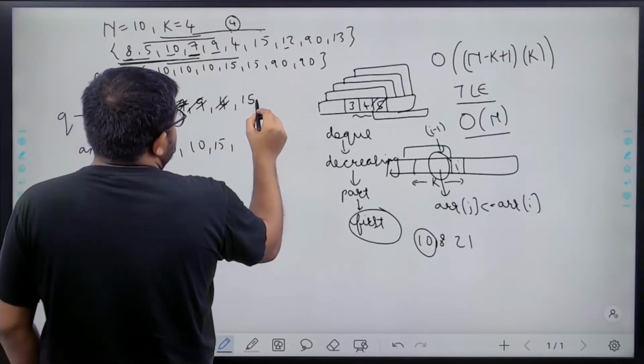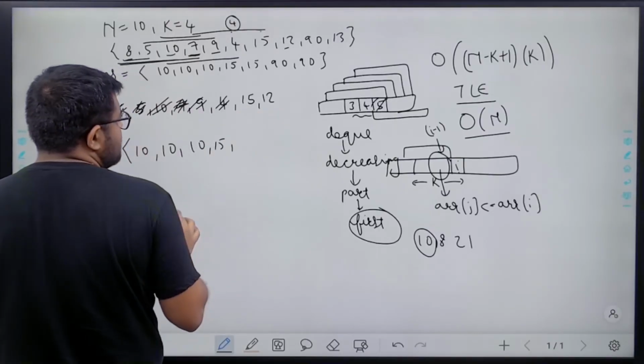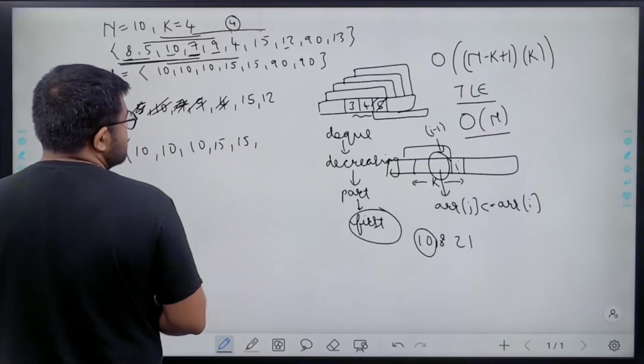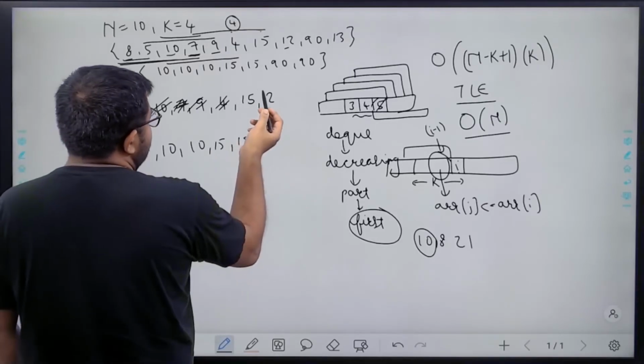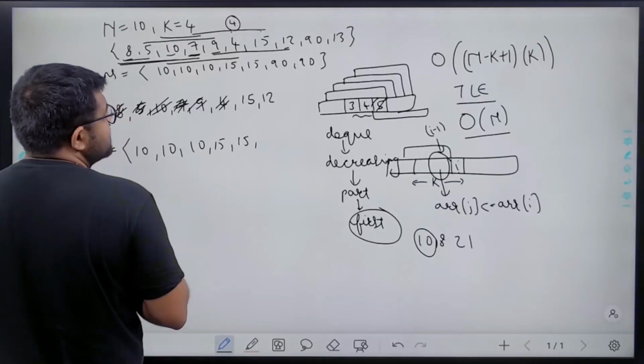Now 12, so I will add 12 to my deque because 15 is greater than 12, so I will not remove it, and my answer for this subarray, which ends at 12, will also be 15. So 9, 4, 15, 12, the maximum element is 15.